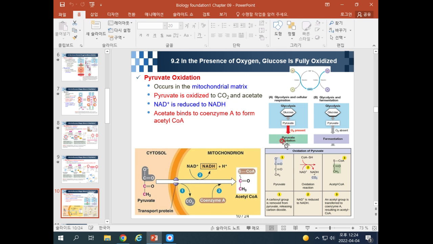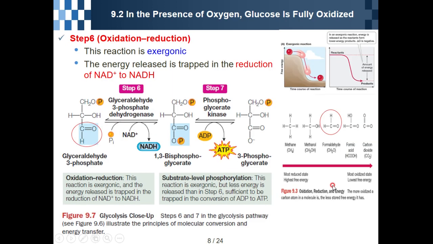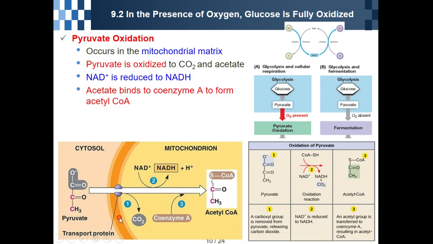So pyruvate oxidation happens in the mitochondrial matrix. After glycolysis is finished, 2 molecules of pyruvate are synthesized. This pyruvate is transported into the mitochondria, so pyruvate oxidation happens in the mitochondrial matrix.